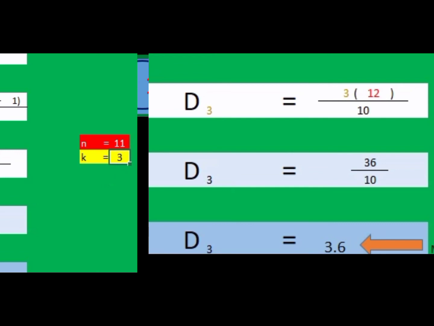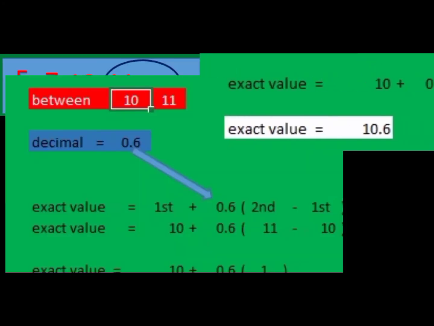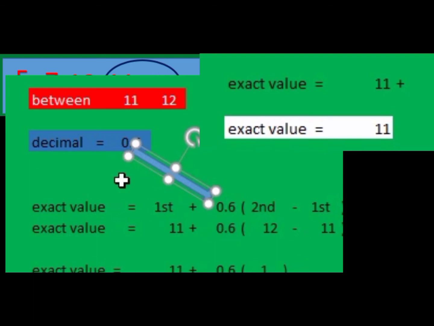For the fourth decile, k is 4 and n is 11. The measure of position is 4.8 and it's located between 11 and 12. Using the next formula, 11 will be our first number and 12 will be the second number. So let's put the decimal 0.8 here, and the values will automatically substitute in the formula. So the exact value is 11.8.